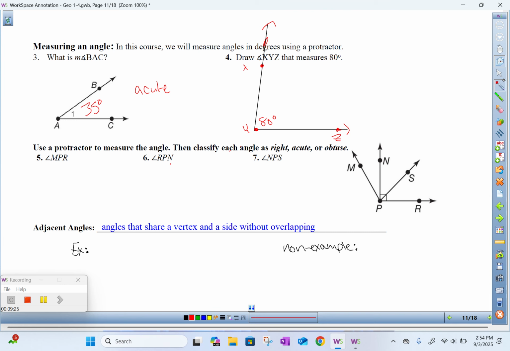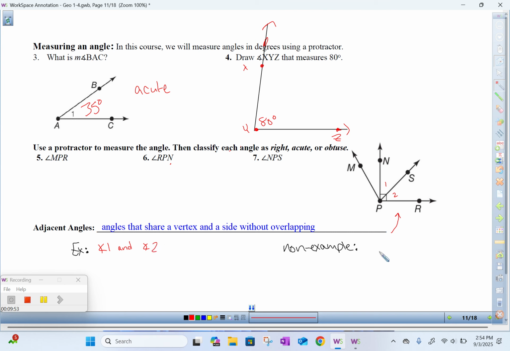So the word adjacent means kind of next to each other. So if we're looking up in this picture here, your example and your non-example up here, adjacent are 2 angles that touch each other. So I'm going to put a little 1 here and a little 2 here, but they have to share a side and a vertex without overlapping. So our first example is going to be angle 1 and angle 2 in our picture.